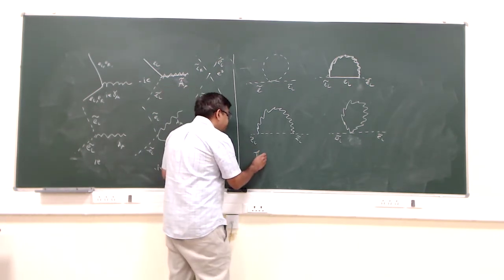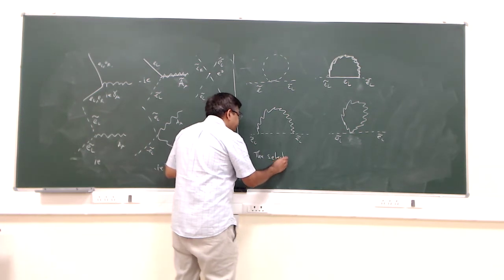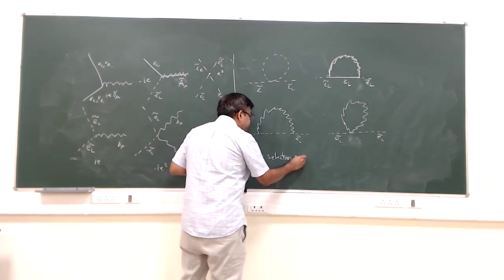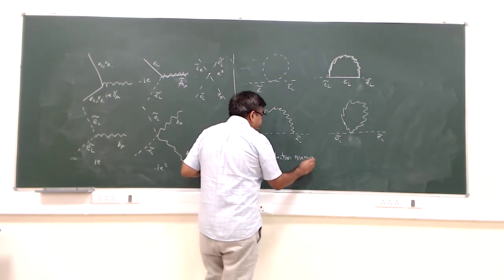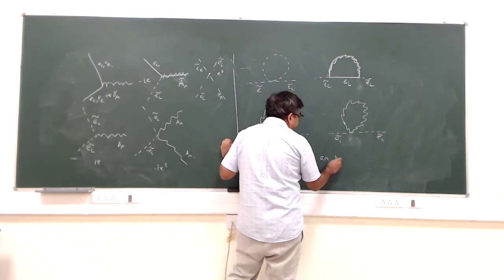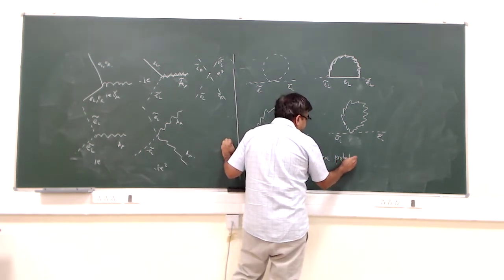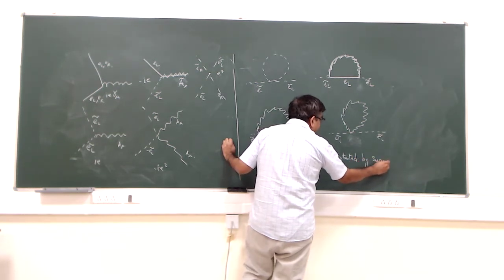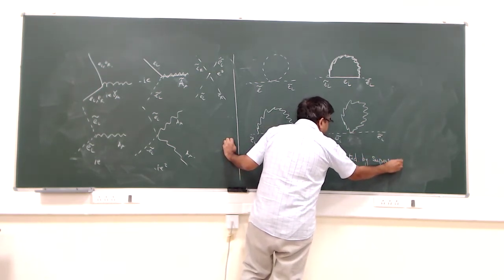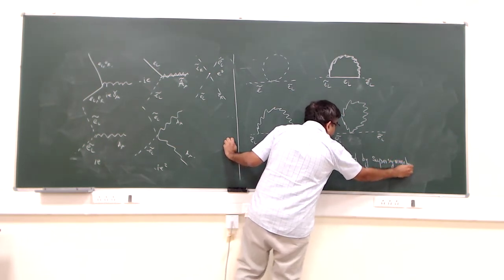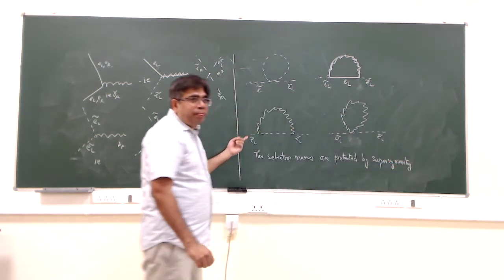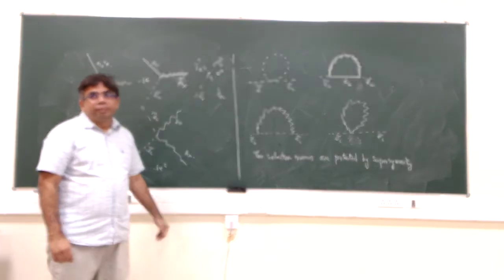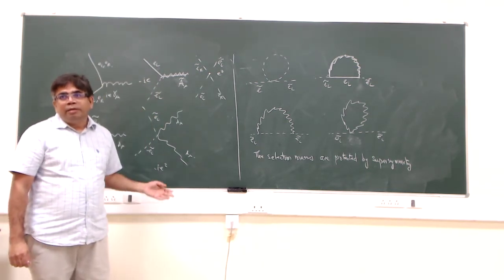Selectron masses are protected by supersymmetry. Why? What does supersymmetry do? It ensures that the couplings are the same and the masses are also the same.